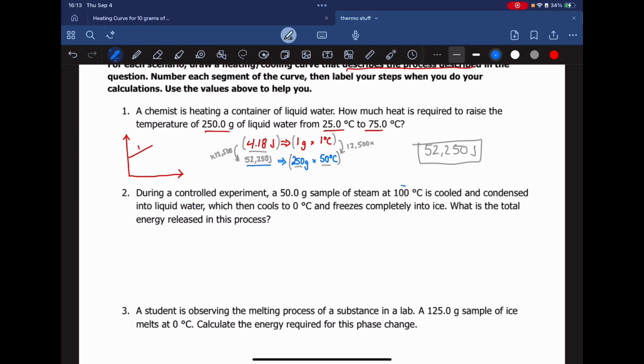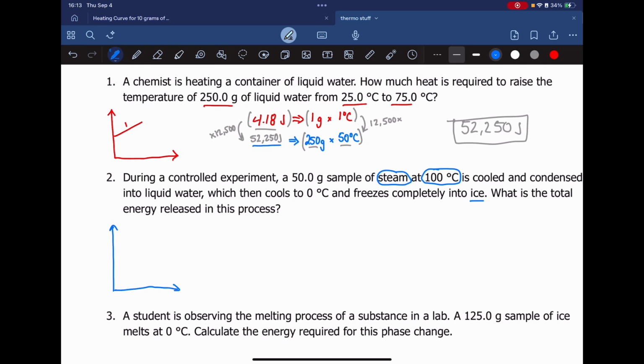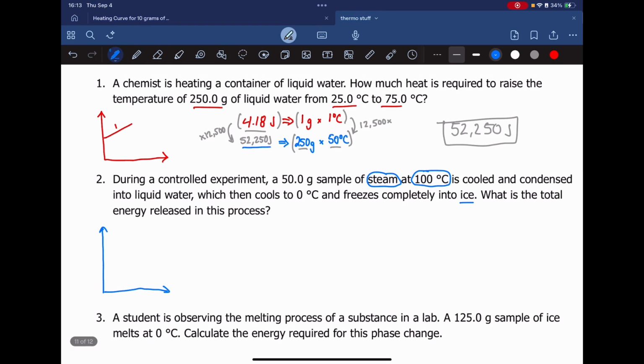So we know we're starting at 100 degrees Celsius, and we also know that we're starting as steam, and we're eventually going to turn into ice. So I know right away this is going to be a cooling curve. I need to start at 100 degrees Celsius and end up as ice. So if I start as steam, go to ice, that's 2 phase changes that are going to occur. So I know that there should be 2 plateaus. And in this question, I'm actually starting with a plateau because I'm already at 100 degrees, which I know is the boiling point of water.